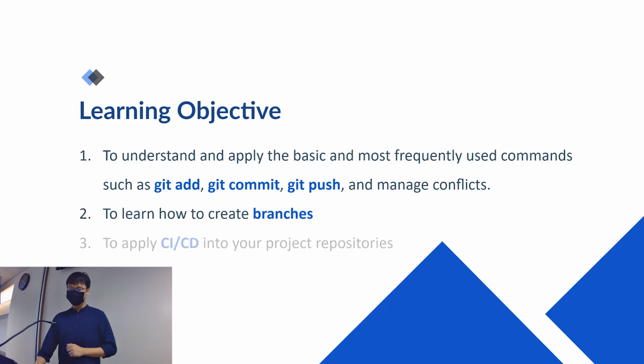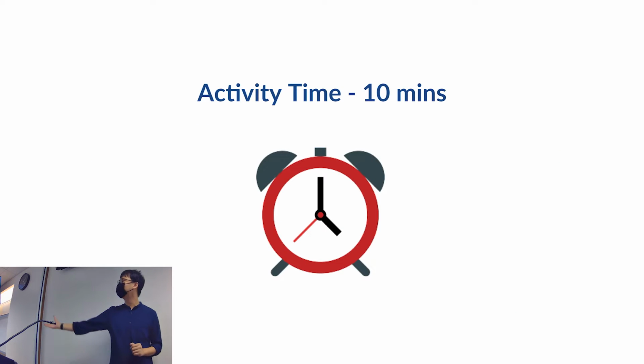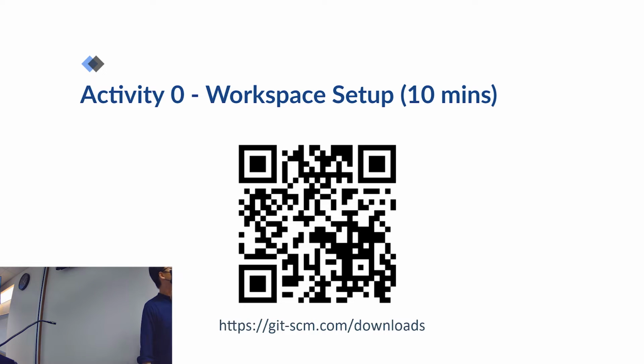Okay. So the first activity is workspace setup. We'll head over to this link right here, Git SCM. We're going to download Git SCM onto your local devices. We've got 10 minutes to go through this process. Okay, just follow me.